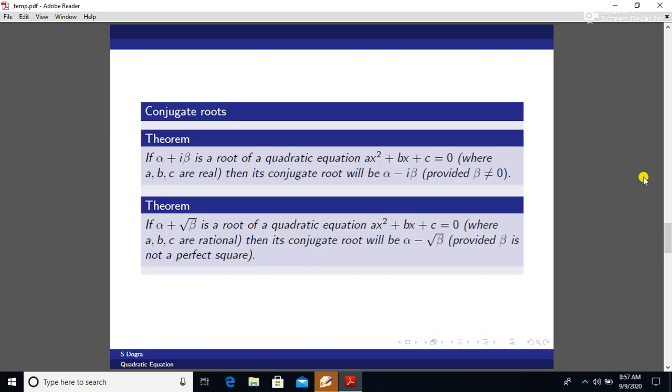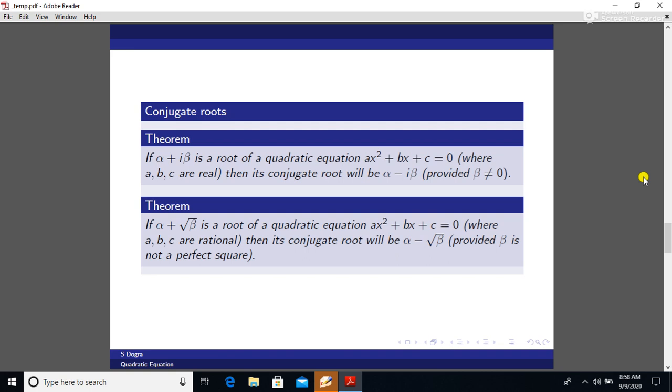Now I come to the concept of conjugate roots. Here are two theorems on conjugate roots. The first theorem is, if alpha plus I beta is a root of the quadratic equation ax square plus bx plus c equal to 0, where a, b, c are real, then its conjugate root will be alpha minus I beta, provided that beta not equal to 0.